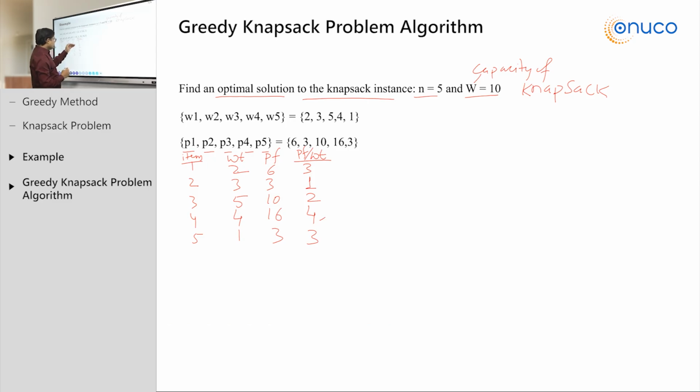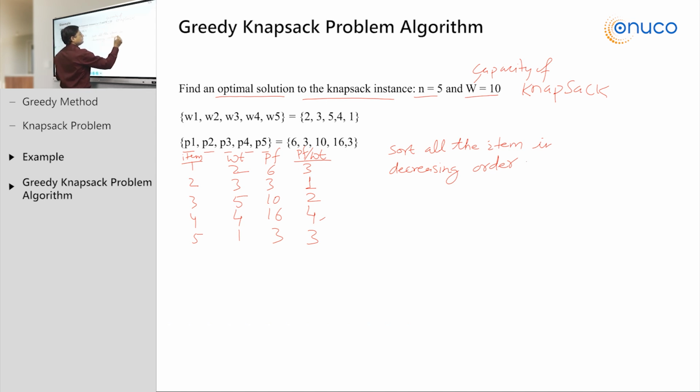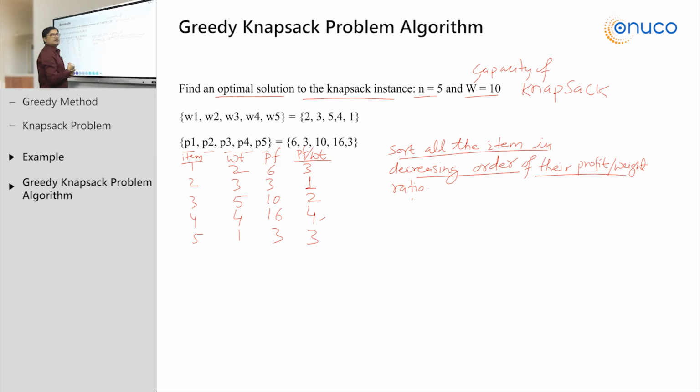So we are going to arrange these in decreasing order of their profit divided by weight ratio. Look, we are going to sort all the items in decreasing order of their profit divided by weight ratio. In that case, which one will come first, friend? The 4th.